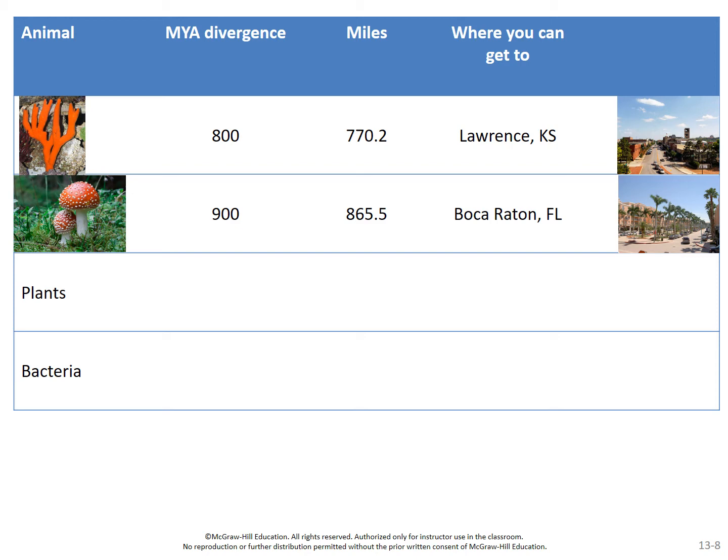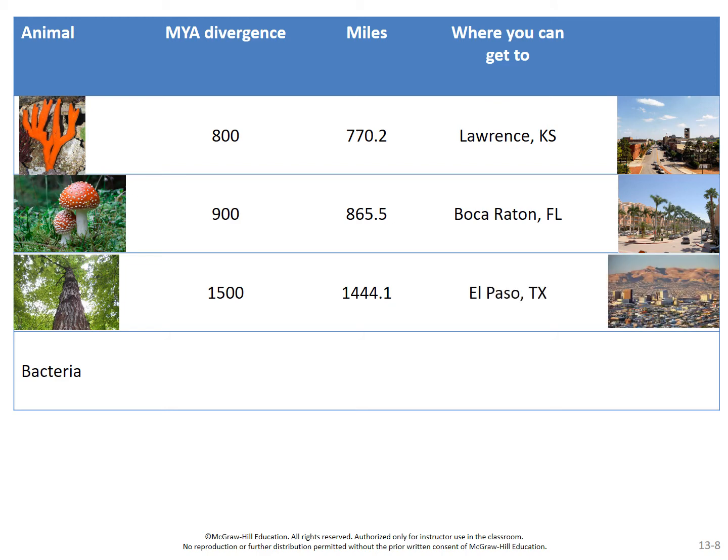Next up, we've got our divergence point from plants, which happened about 1.5 billion years ago. Now that's going to translate into about 1,444.1 miles of pennies. Where can you get to with this? El Paso, Texas.